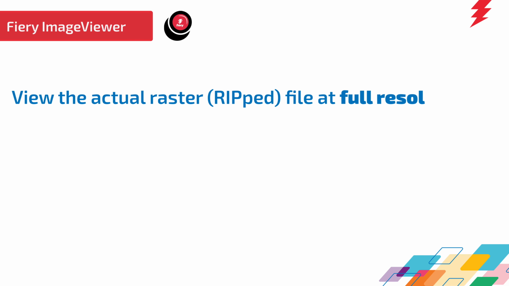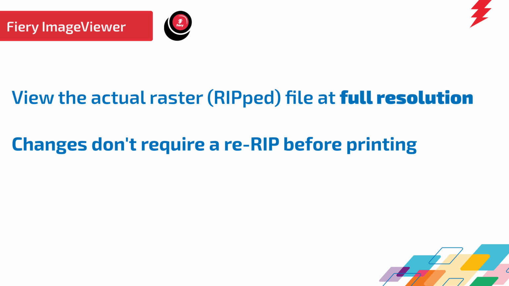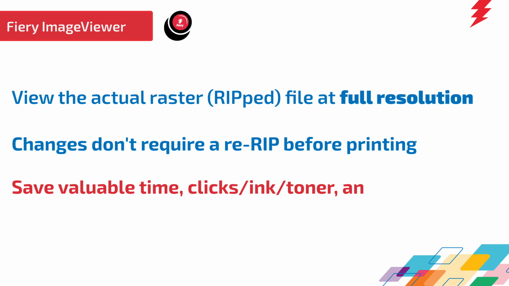The most important thing to know about Image Viewer is that you're viewing the actual raster or ripped file at full resolution, so you are truly previewing what will print. And any changes that you make in Image Viewer do not require the Fiery server to re-rip the file before printing. This saves valuable production time, clicks, and media.